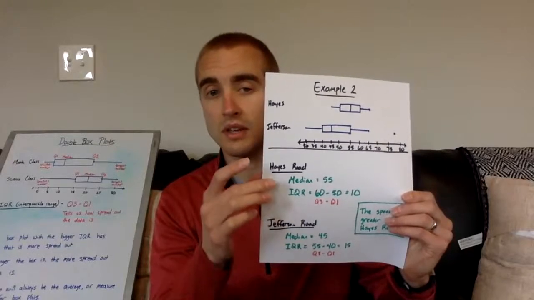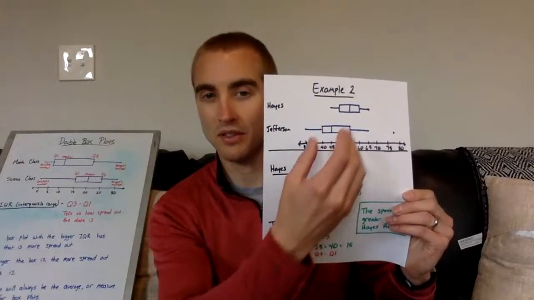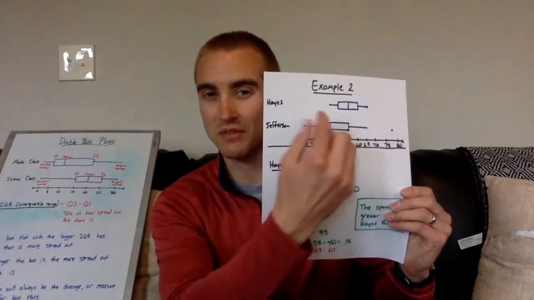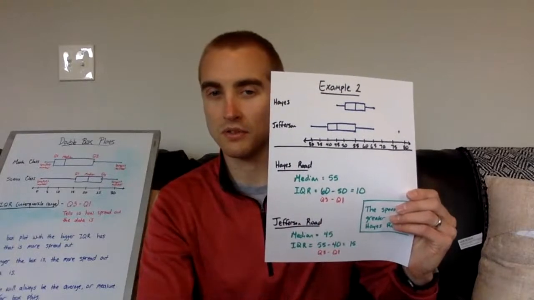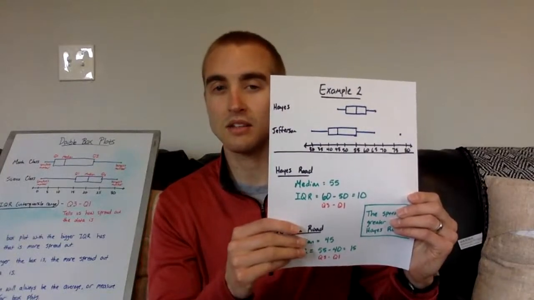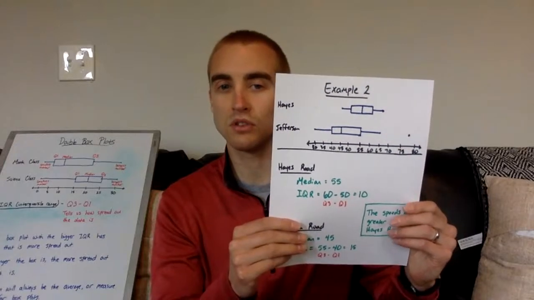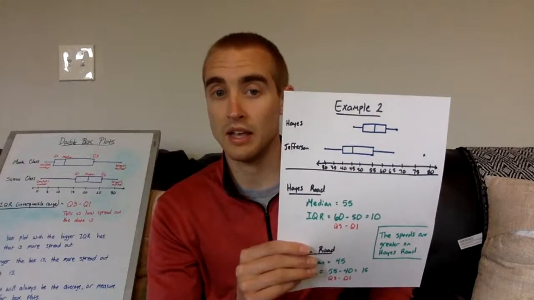So if you notice, Hayes Road, the median is 55, and they're all really close to 55. Everything's farther up on Hayes Road than it is on Jefferson Road. So that leads us to the second question that's asked, and that is, on which road are the speeds greater? Well, you would say the speeds are greater on Hayes Road.